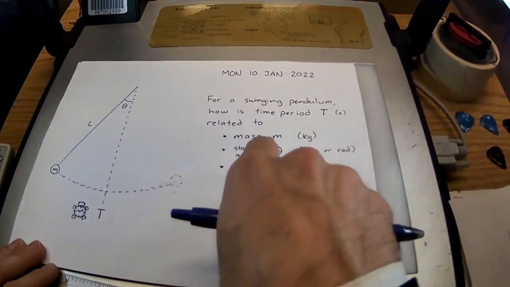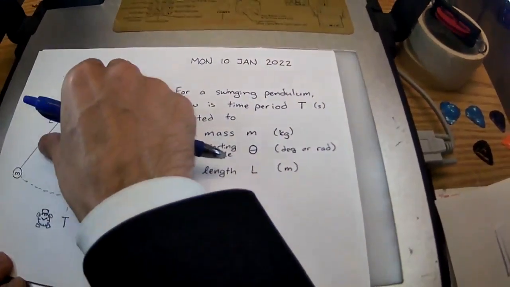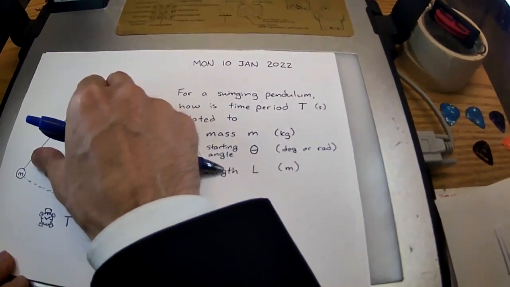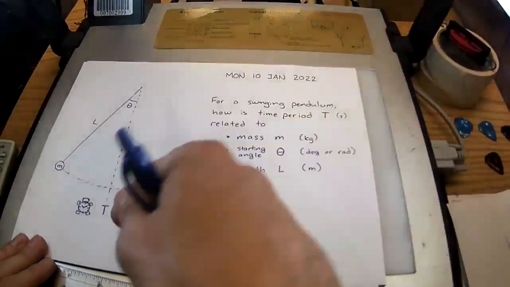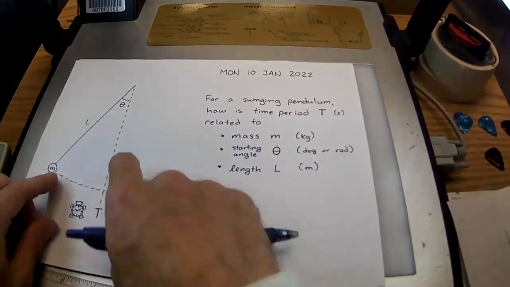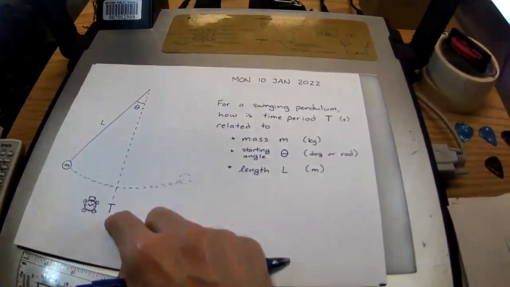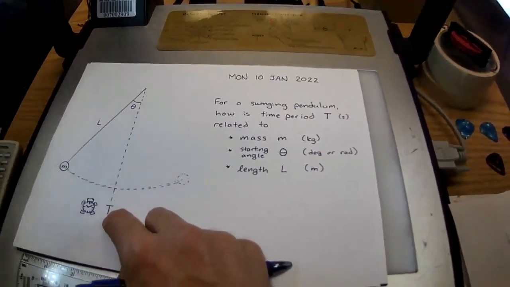How about the length of the pendulum? If you make this length bigger and bigger, what's that going to do to the time period? Let's have the same basic hypotheses. If you increase the length, will that also increase the time period? Let's just say slow it down.